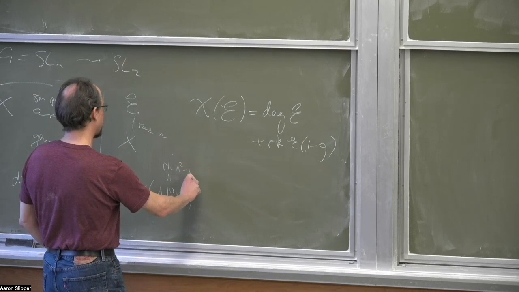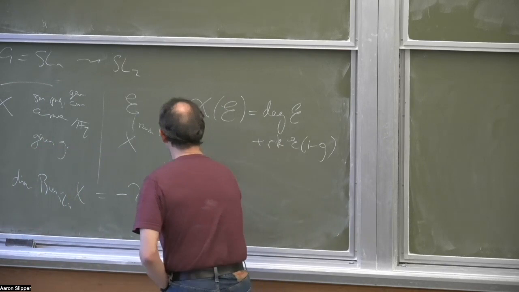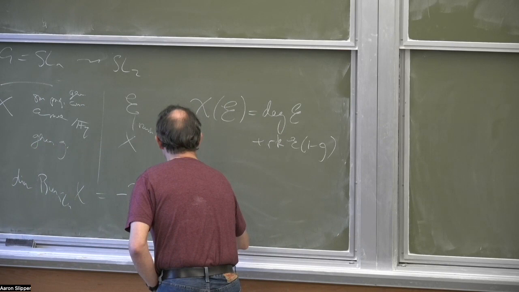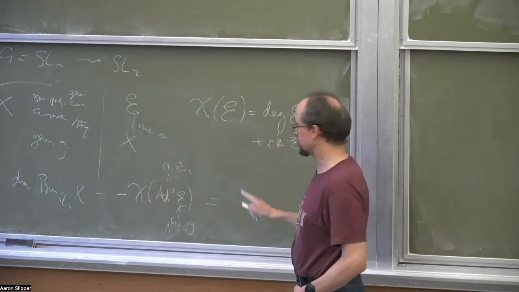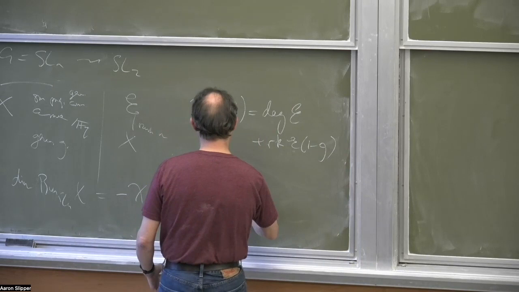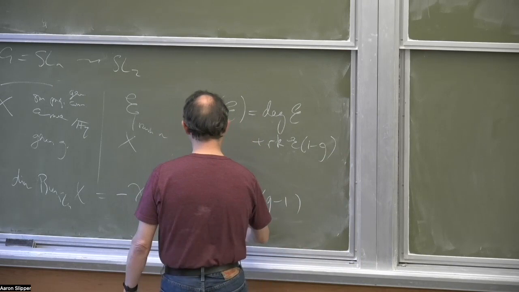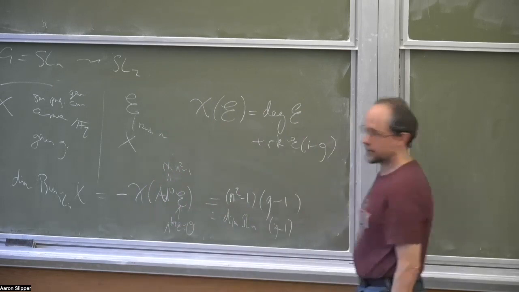And so we get, well, this E, we're assuming, has trivial top exterior power. So the degree is going to be zero, and so there's no degree contribution. And so we get the rank of the adjoint, n squared minus 1, times, and there's a negative sign, g minus 1. And so that's the dimension of SL_n times g minus 1. So that's the formula for the dimension, as you have been talking about before.